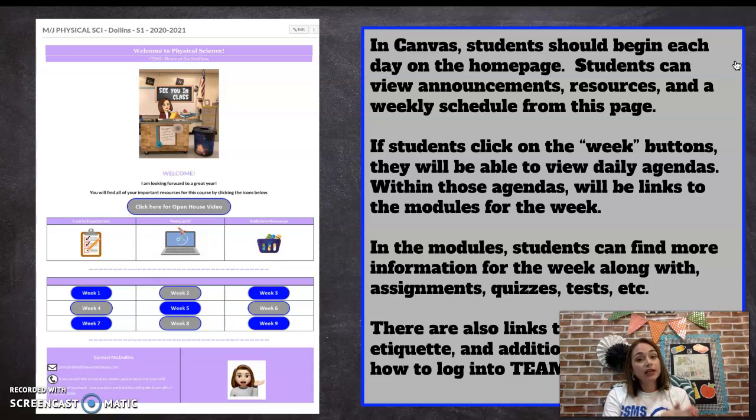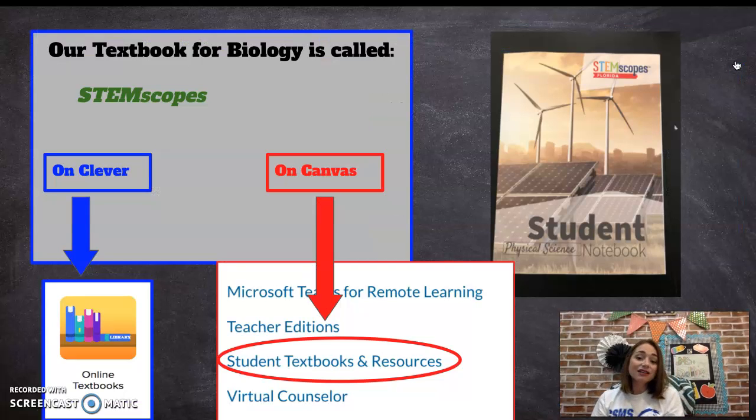Then the students can also click into modules, and that will house all their actual assignments week by week. And what will happen is we'll do our work there, and then that will sync to Pinnacle, and Pinnacle will house our grades. Our textbook this year is the same one we've had for the past 2 years, and that's STEM Scopes. Both of those books can be reached online through Clever and through Canvas. And then there's also a STEM Scopes website, it's kind of a tongue twister, that is linked as well through Canvas and through Clever. So we will be using that from time to time this year.